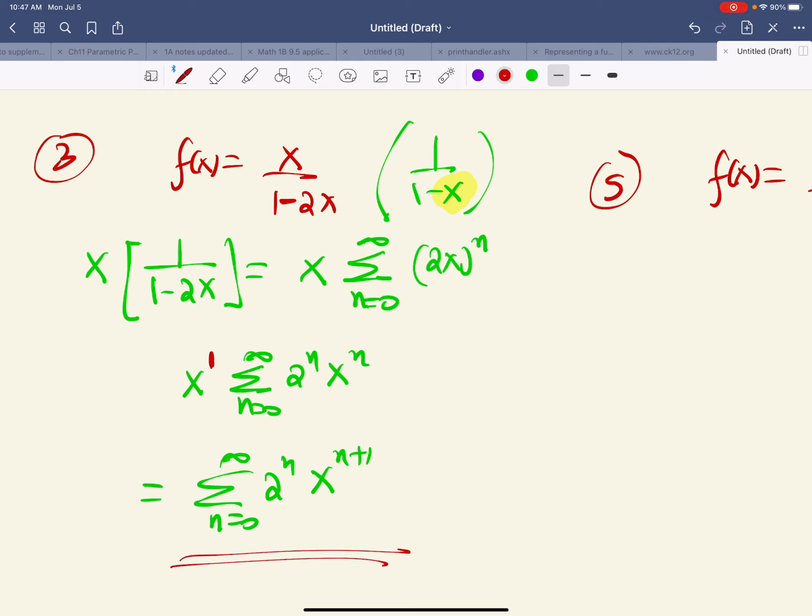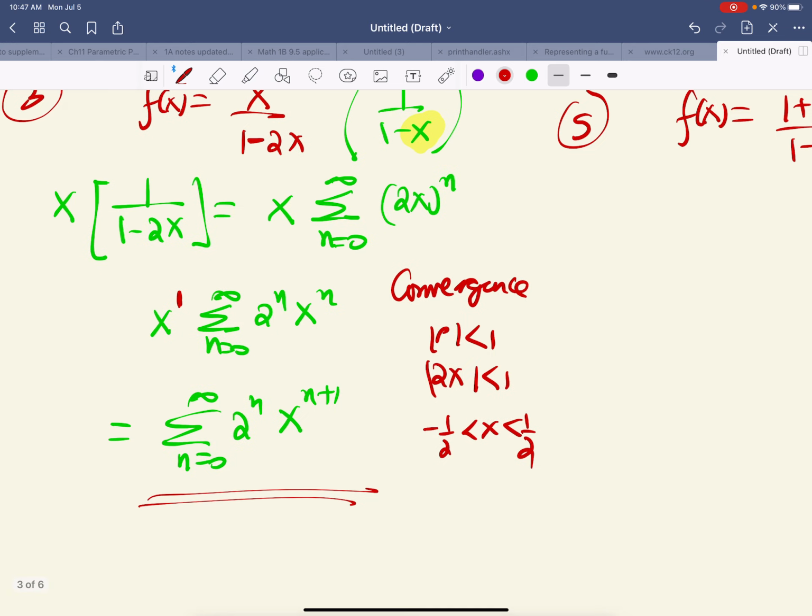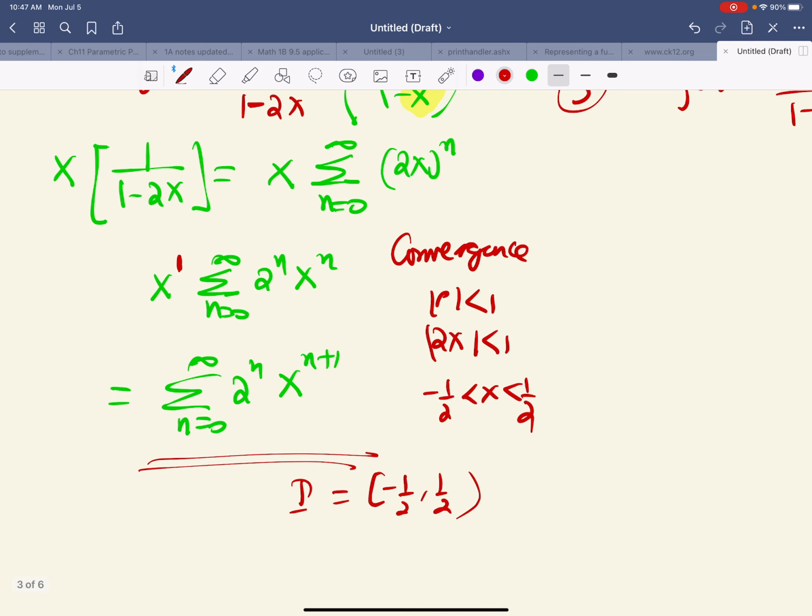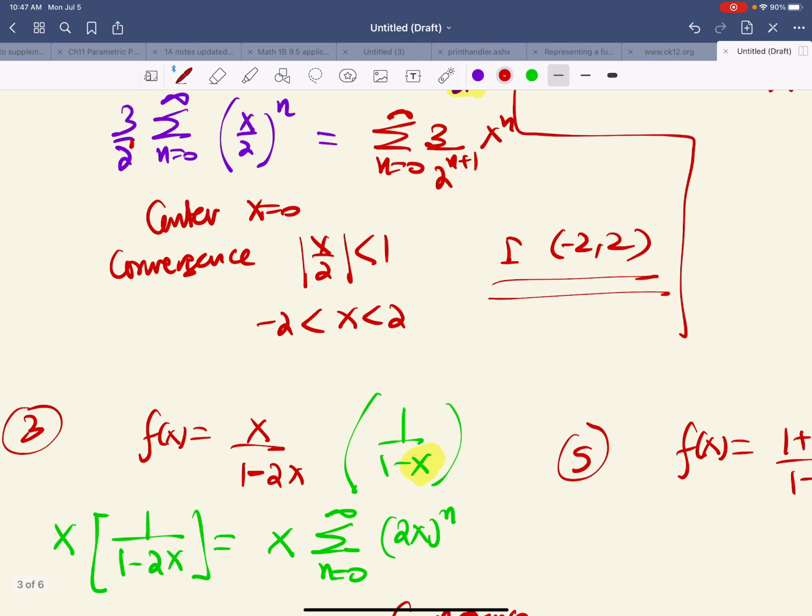And this power series converges whenever absolute value of 2x is less than 1. So we would have convergence here whenever your common ratio is less than 1, which is absolute value of 2x less than 1. So absolute value of x is between 1/2 and -1/2. So my interval of convergence in this case would be -1/2 to +1/2. And the center in this case is x equal to 0.